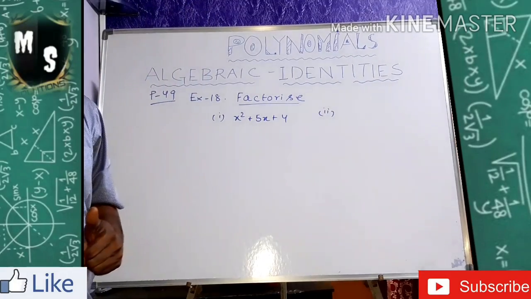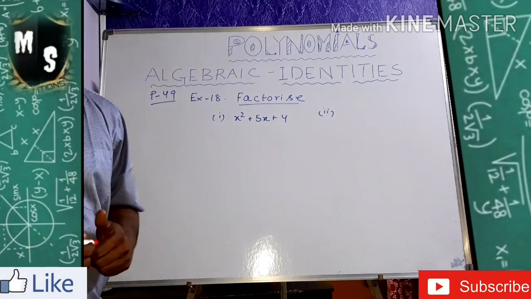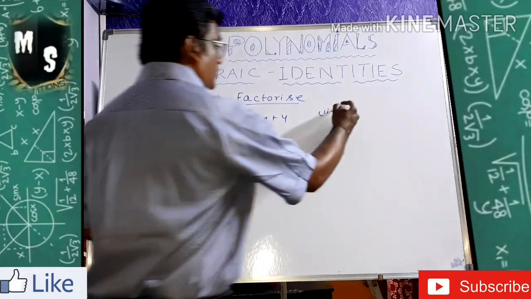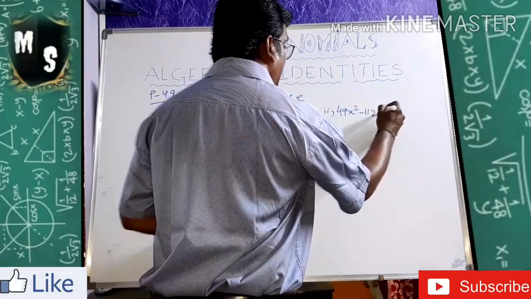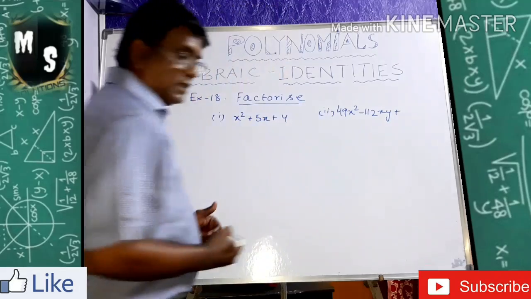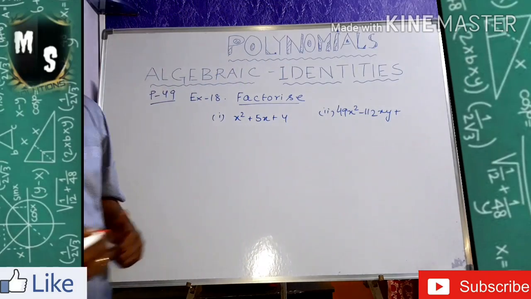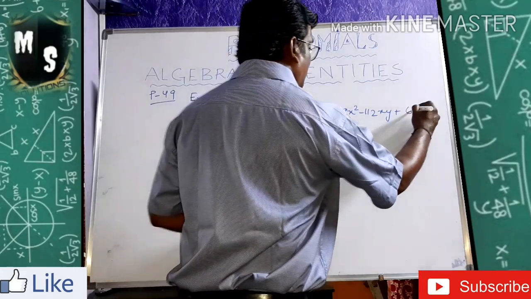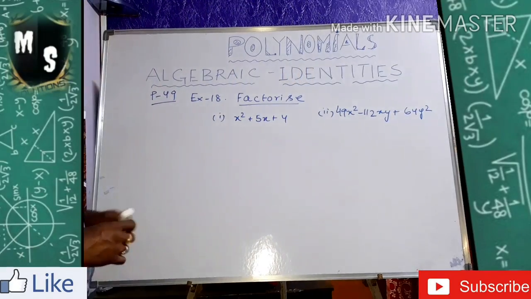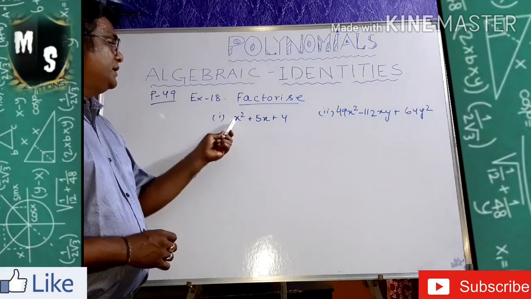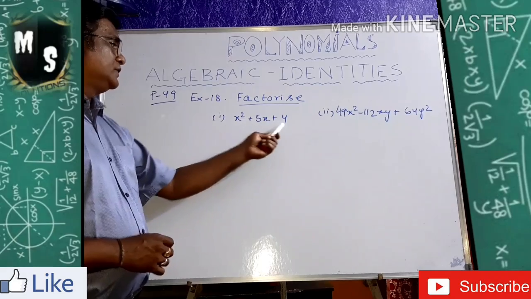That is 49x square minus 112xy plus 64y square. So these two sums I am going to do for you today, by using formula. Now you see, here it is very clear.